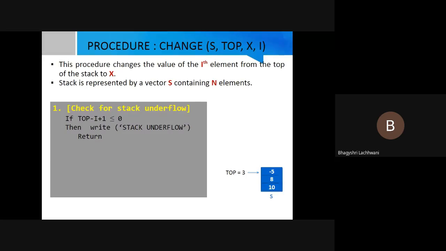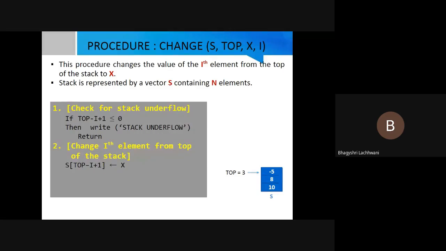Now, suppose whatever element we are searching for is present in the stack. That means no underflow condition is there. So how will we change? We will just put the new value, that means we are storing it in the variable x. So how will it be put?